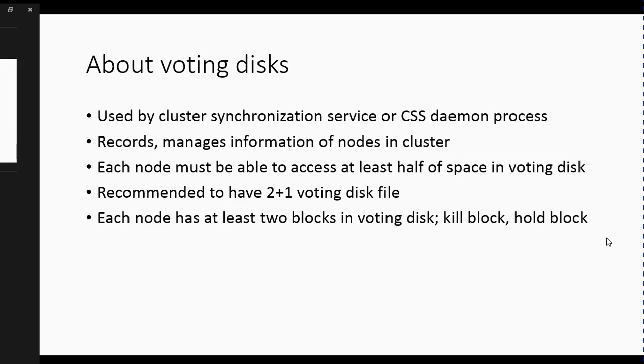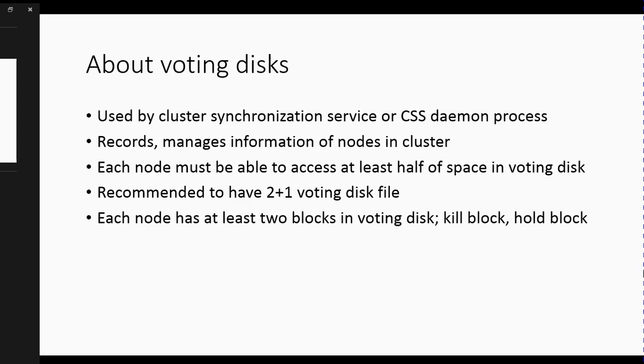And basically that's just how the voting disk heartbeat is maintained between the node and the voting disk. Also, it's recommended that you have 2 voting disks plus 1. Again, voting disk or voting disk file, they're the same thing. I'm not too sure why Oracle recommends it, but they would rather have you have an odd number of voting disks for your configuration.